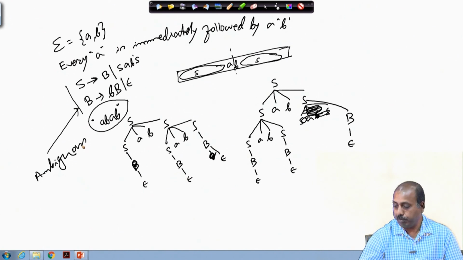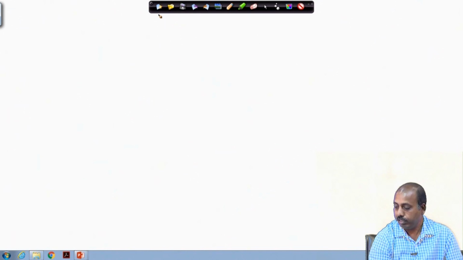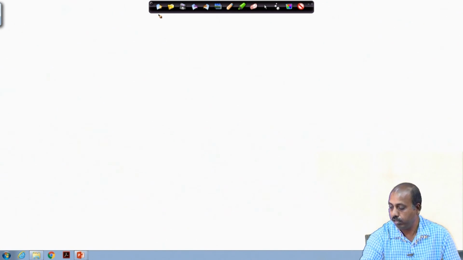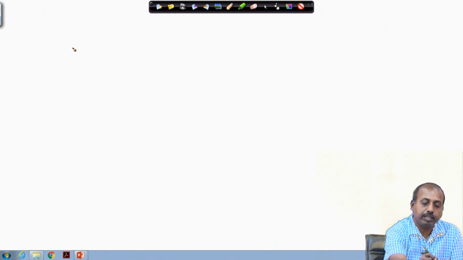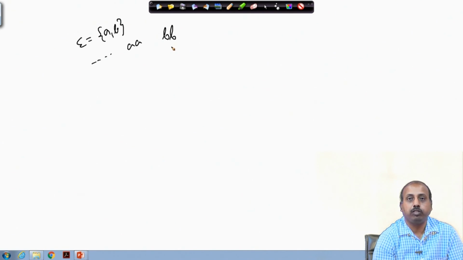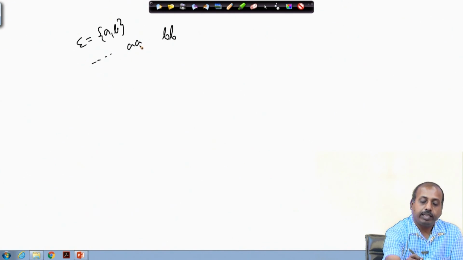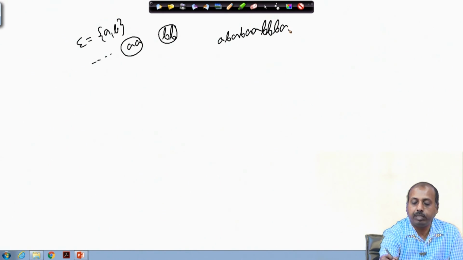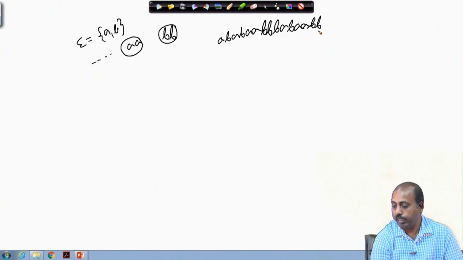Now, we will take another example where strings are over A and B. We have the alphabet set A, B, such that any string that contains A will be immediately followed by B B. In the previous example, a single A was followed by a single B. Here any pair of A's will be followed by a pair of B's. So, you can have A B, but as soon as you have two A's, then again two B's should appear. So, the language should be like that.